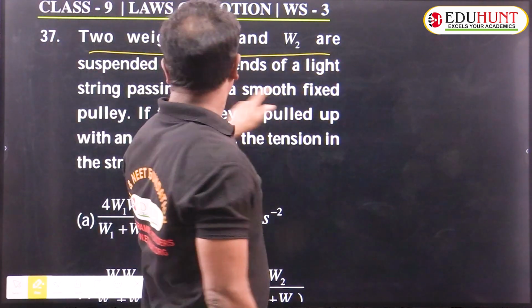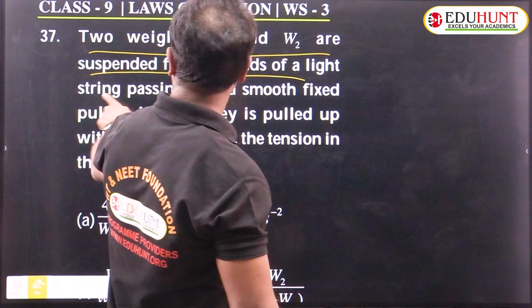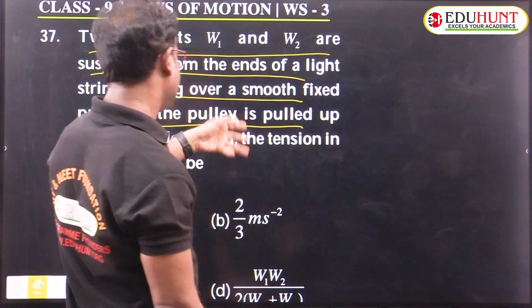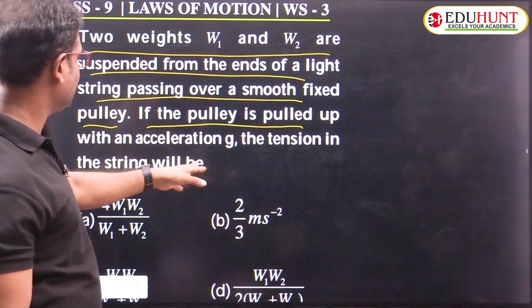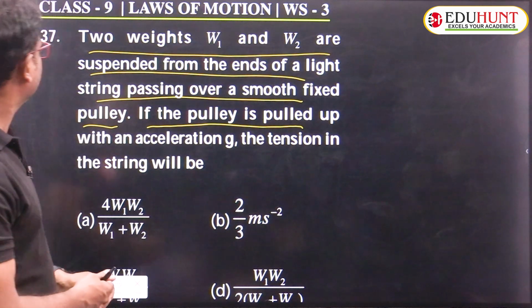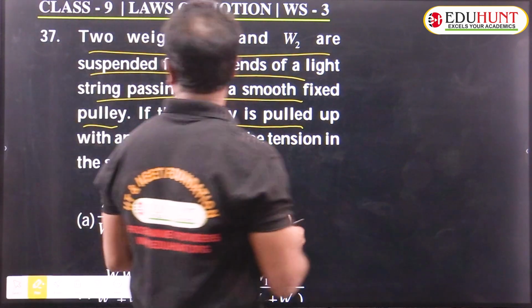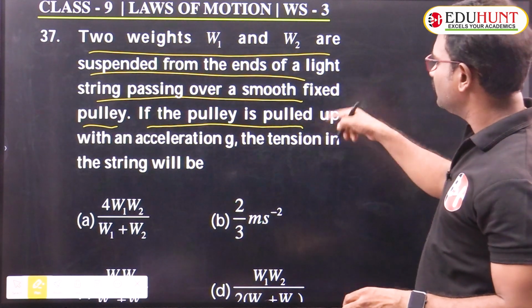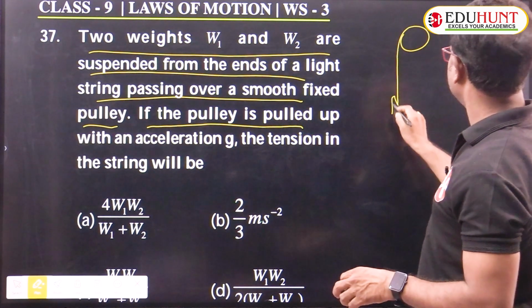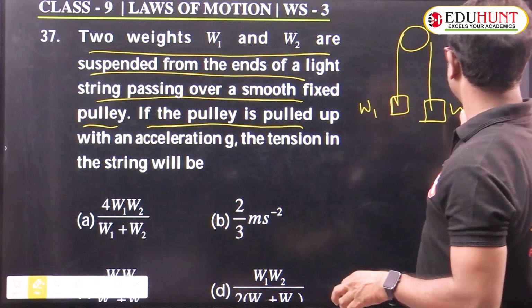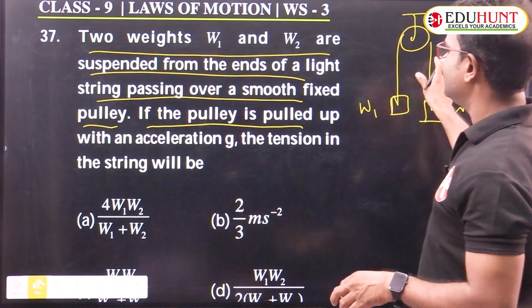Two weights w1 and w2 are suspended from the ends of a light string passing over a smooth fixed pulley. If the pulley is pulled up with an acceleration g, the tension in the string will be, he is asking. Good question. Two weights w1 and w2 are suspended from the ends of a light string passing over a smooth fixed pulley like this. Of course, this is w1, this is w2, passing over a pulley.